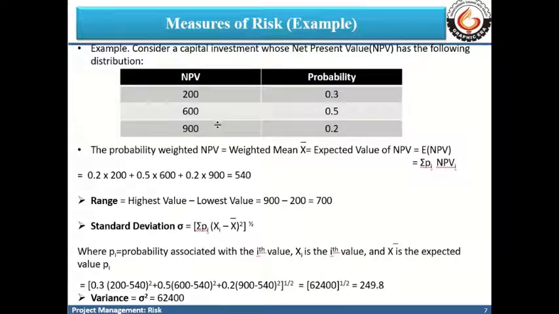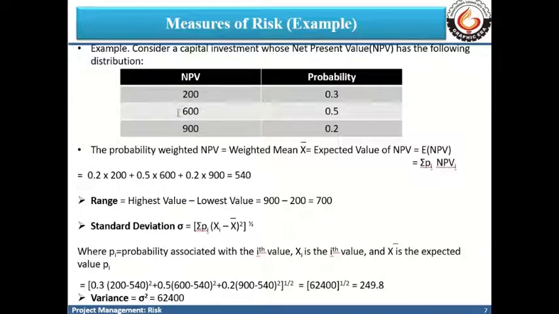There are three kinds of scenarios discussed, where the project being executed, because of varied types of risk, might have uncertainty in the NPV value. So cash flows might be uncertain. So in one scenario, say for example, the NPV is 200, and that scenario has a probability of 0.3.